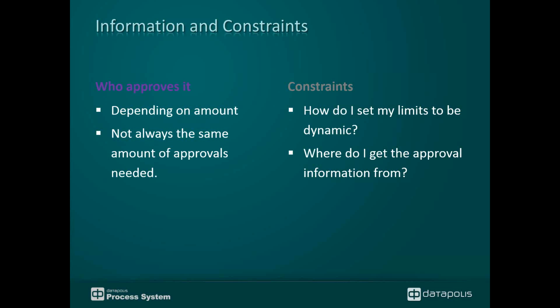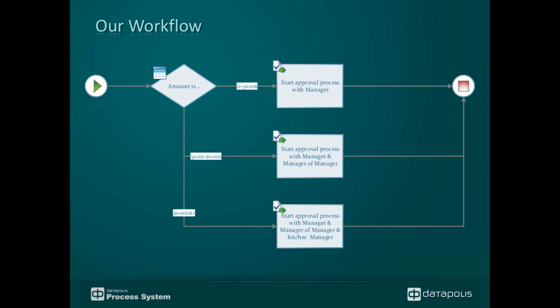So our workflow will look something like this, if you want to put it on the visual diagram. As soon as the workflow starts, we're going to do a condition on the amount. So if the amount is between $0 and $5,000, we're only going to start an approval process with our manager. However, if it's between $5,000 and $20,000, you have to start an approval process with the manager and his manager. So you have a two-level approval workflow. And if it's over $20,000, you have to start a workflow approval process with 3 levels of manager. So your manager, his manager, and the above manager.